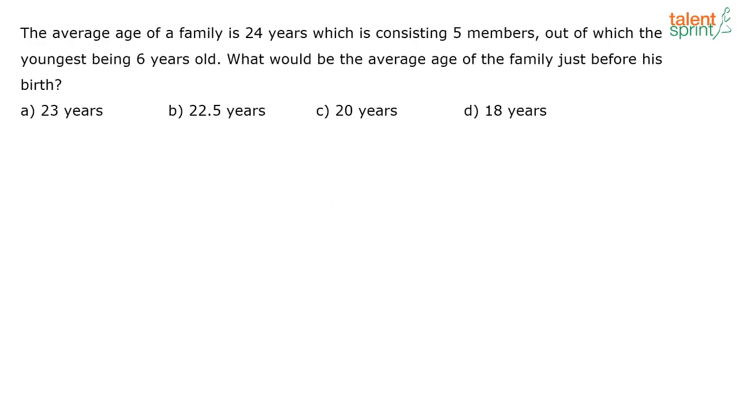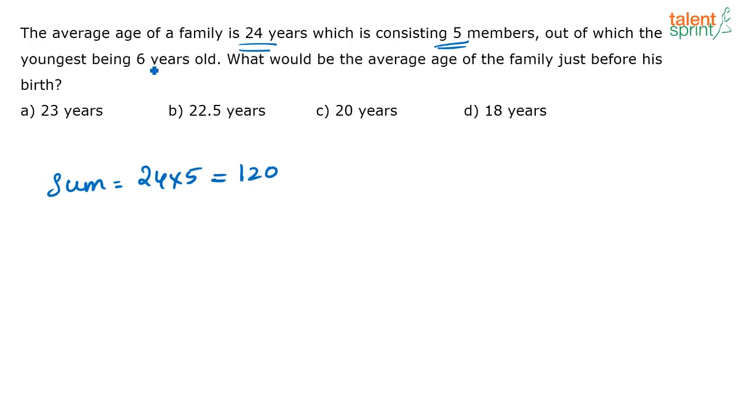The average age of a family is 24 years, which is consisting of 5 members, out of which the youngest being 6 years old. What would be the average age of the family just before the birth of the child? What is given here? The average age of a family is 24 years, consisting of 5 members. So what is the sum of all the members in this family? 24 into 5. Sum of ages is 24 into 5, that is equal to 120.